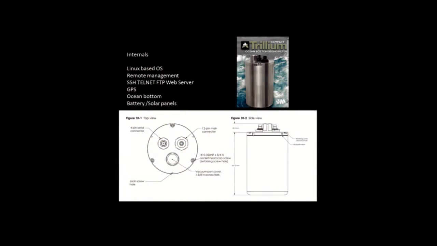What are the internals of these devices? They are a Linux-based operating system. They have a remote management system. They have several services like SSH, Telnet, FTP, and web servers, Jetty. They have a really accurate GPS that can be used in the future to get the exact location of the device. Also, they are basically made for ocean bottom deployment, in this case the Trillium. They have a battery that lets the device last a long time, years in the ocean.